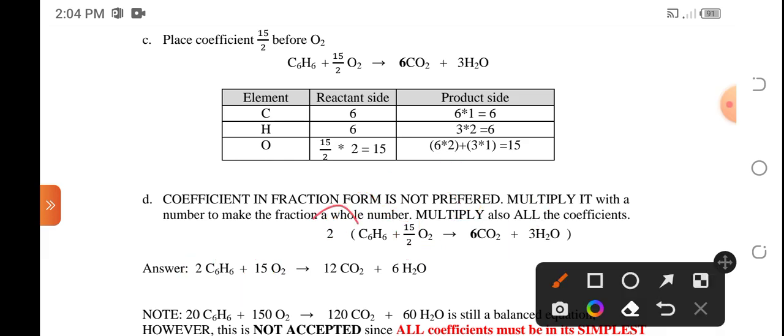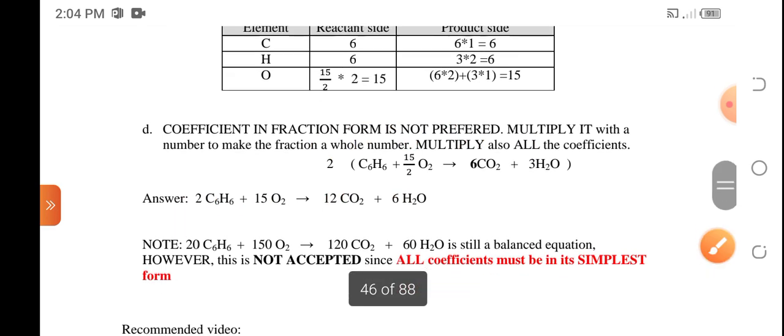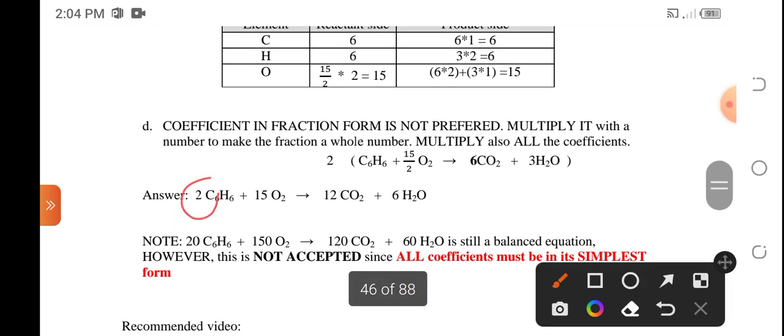Okay, so that would be multiplied to 2. So, ayan na siya. So, the 15 half, the 2 had been cancelled. So, naging 15. The 6 for the carbon dioxide has then become 12. And the 3 has then become 6. So, if you're going to count, carbon now will have 12. Okay, both in the reactant and product side. For the hydrogen is still 12.